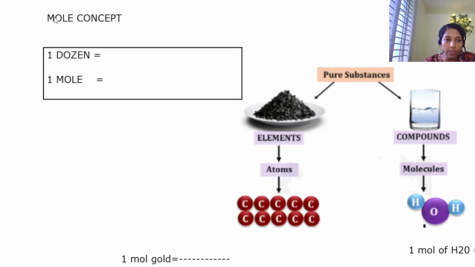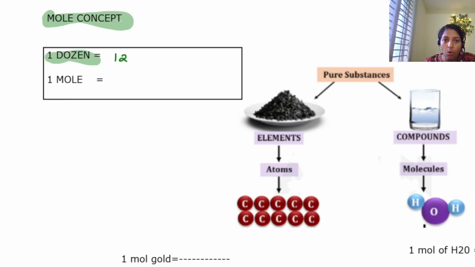So, in today's episode, let's see what the mole concept is. It's a very important concept in chemistry: mole concept, stoichiometry, everything. Mole concept is actually very simple. Just think about 1 dozen. 1 dozen is 12, correct? If you say I have 1 dozen books, it means you have 12 books. Or 1 dozen pens means you have 12 pens. Same thing, dozen stands for 12.